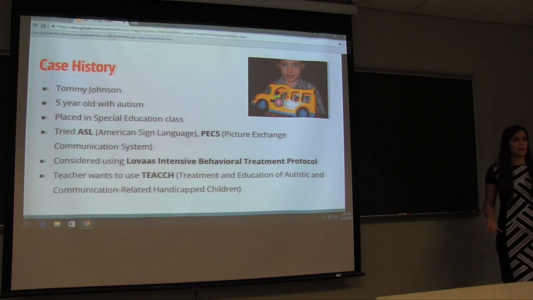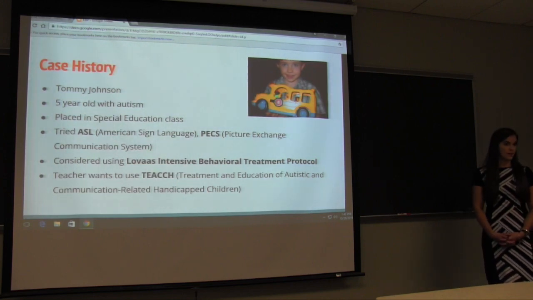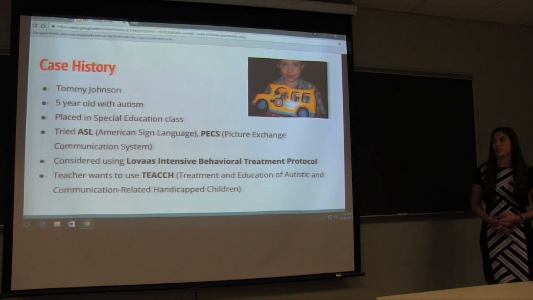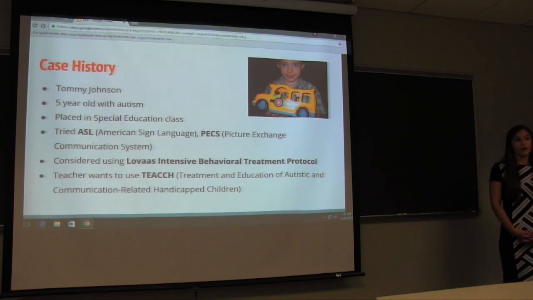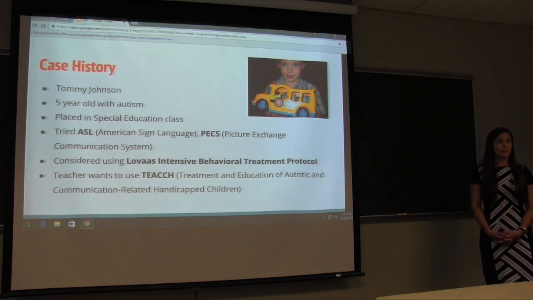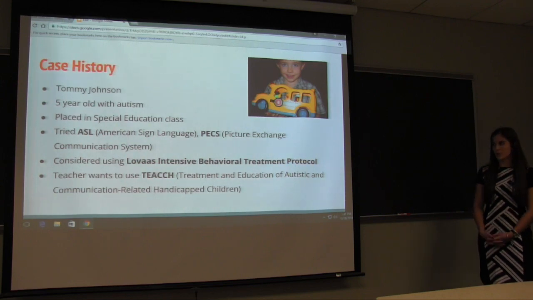Some of the strategies as a background that they have tried with Tommy before have been ASL, which is American Sign Language. And with this, Tommy did fairly well with it. So he was able to imitate the signs really well, but he did not initiate conversation. His parents found this a little bit limiting as well because his peers who did not know sign language and his brothers did not know sign language either, so this limited his amount of communication partners.